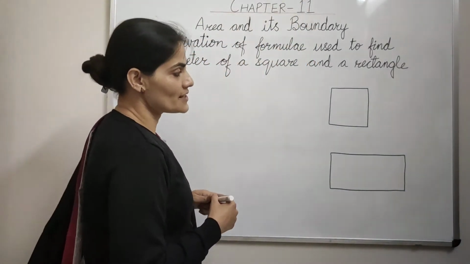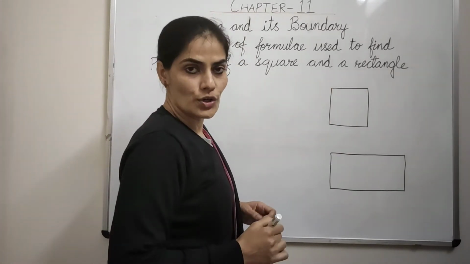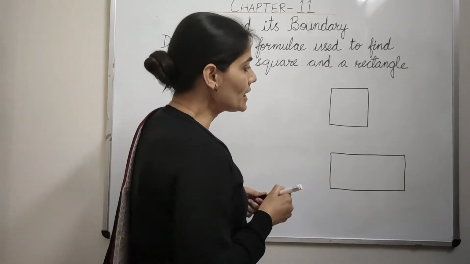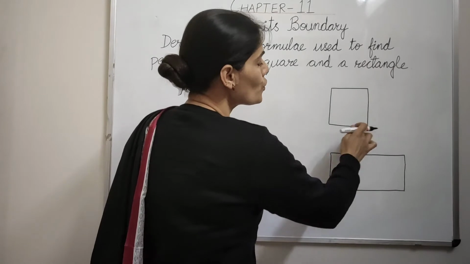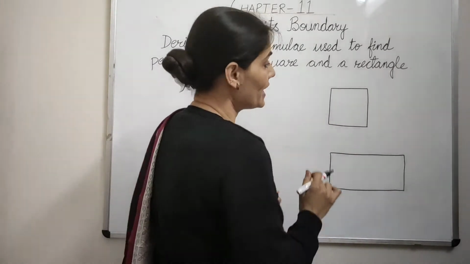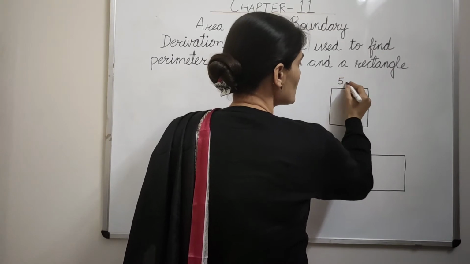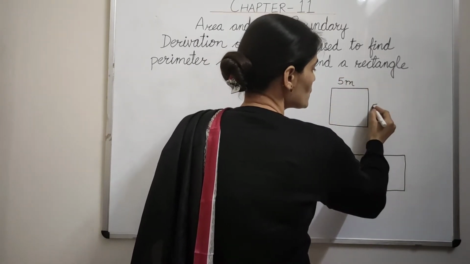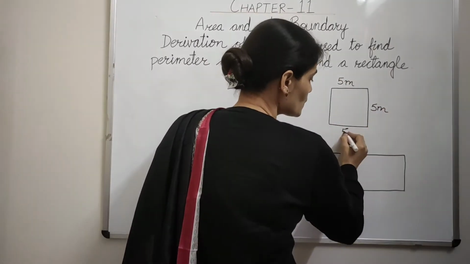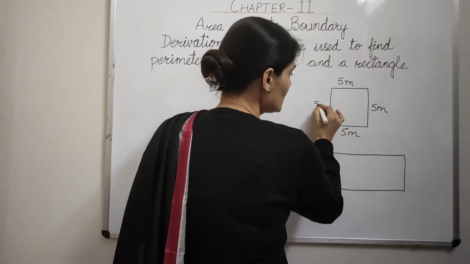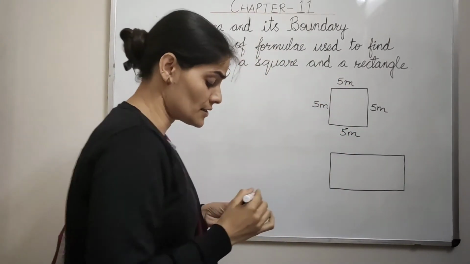Just observe this, everybody. This shape is what? It is a square. And in a square, all the 4 sides are equal. And if I tell you that this particular side measures 5 meters, so this would also be 5 meters, this would also be 5 meters, and this will also be 5 meters.